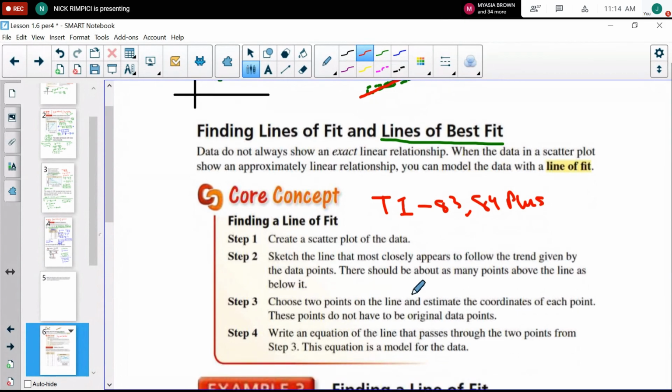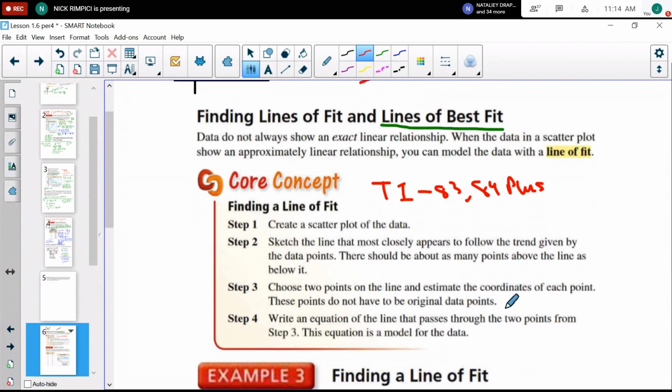Step three, choose 2 points on the line and estimate the coordinates of each point. These points do not have to be original data points. We're going to let the computer do that as well. Step four, write an equation of the line that passes through the 2 points from step three. This equation is a model for the data.